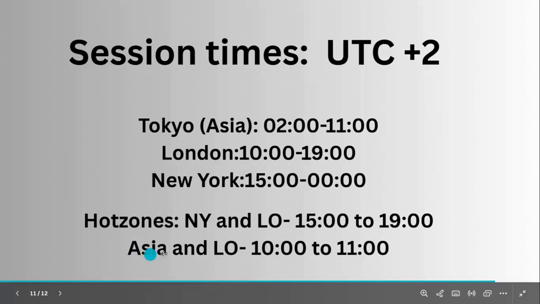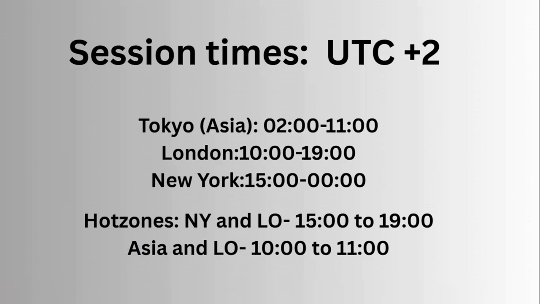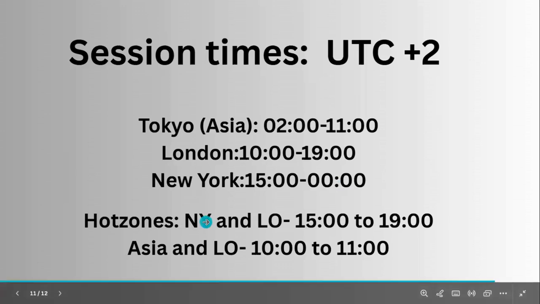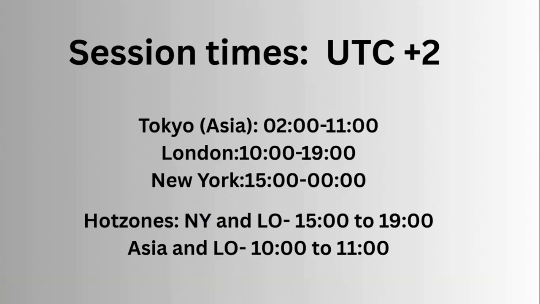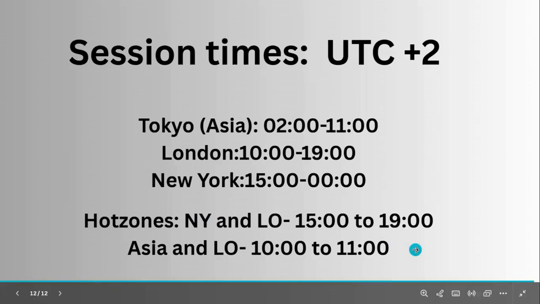And then we have Asia and London overlapping from 10 o'clock to 11 o'clock. That is when it's the most peak time to trade Asian pairs and London pairs, or pairs mixed with Asia and London, which you can say GBP JPY, that's the great British pound against the yen. And in New York to London, you can use EUR USD or GBP USD. That is the peak time to trade such pairs.